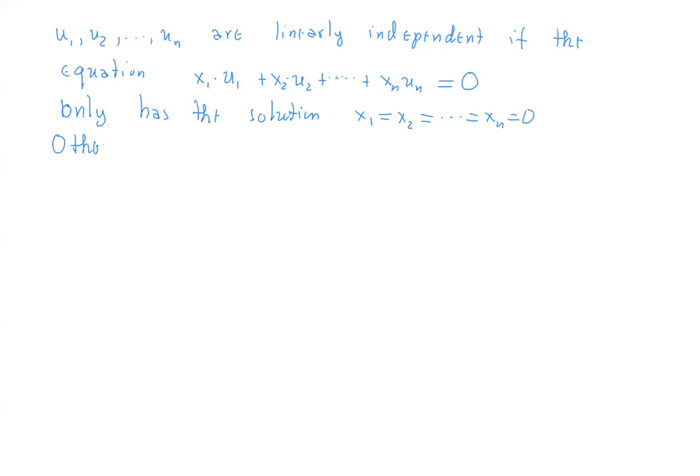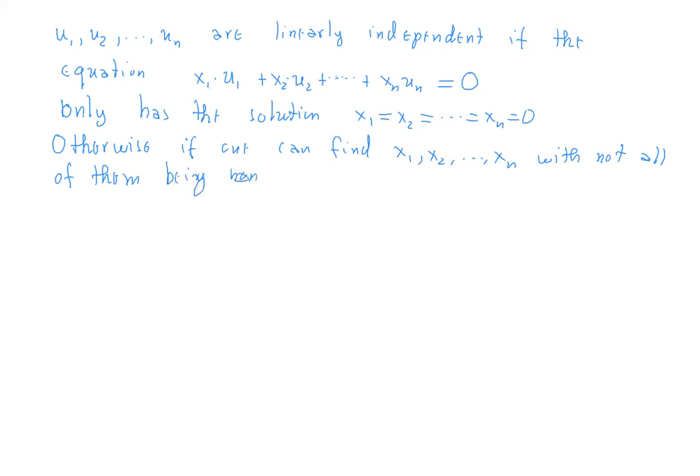Otherwise, if one can find x1, x2 up to xn with not all of them being 0, so that x1 u1 plus x2 u2 plus xn un is equal to 0, then u1, u2, up to un are linearly dependent.